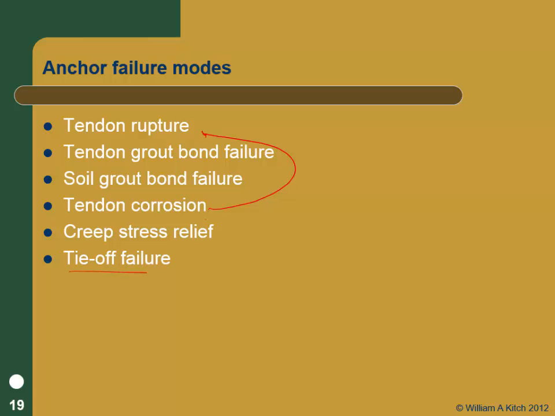Tie-off failure, that's a failure to actually keep the load in. You stress these things, you put your little wedges in there, and then you release them. And if you don't tie them off correctly, the only time you know the load is when you have the jack on there. As soon as you take the jack off, you don't really know what the load is in the tendons. We don't normally put strain gauges on the tendons. And so you've got to be sure that you have your lock-off system correct so that you don't get too much relief in the tendons as they pull those cones into the friction system that locks them up.